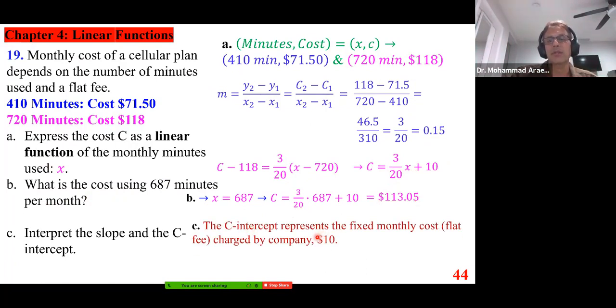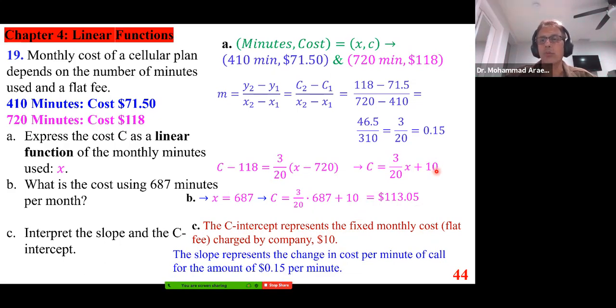Now, interpretation of the slope and the C-intercept is as follows. The C-intercept represents the fixed cost. What is that? That's the flat fee. They are charging $10 no matter what. Meaning, even if we don't use the cell phone, they're going to charge us $10. What about the slope, 3 over 20 or 0.15? The slope represents the change in cost per minute of call, in the amount of $0.15 per minute or 15 cents per minute. That's the meaning of this slope.